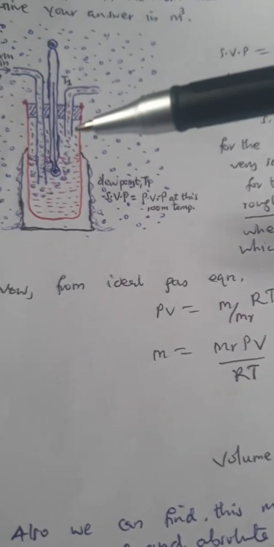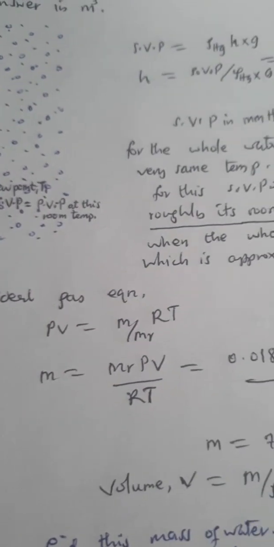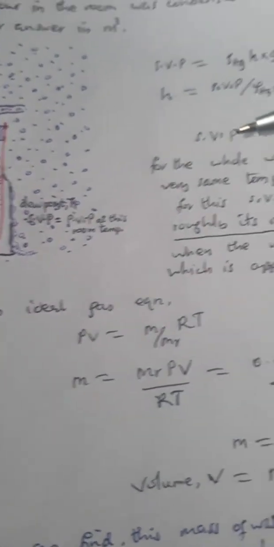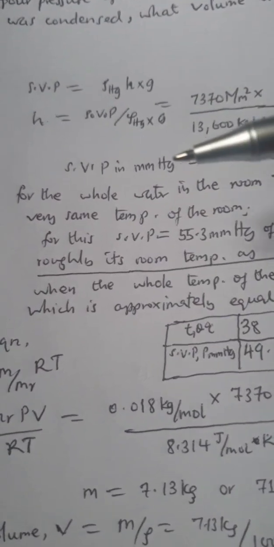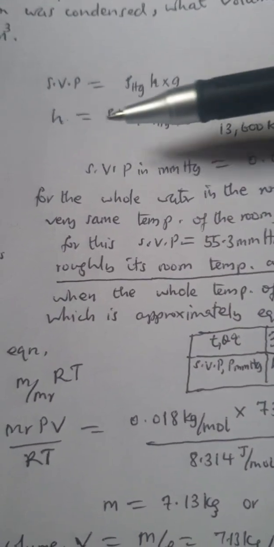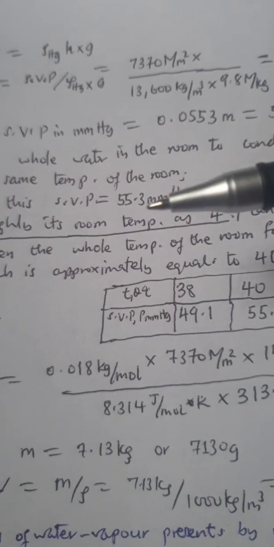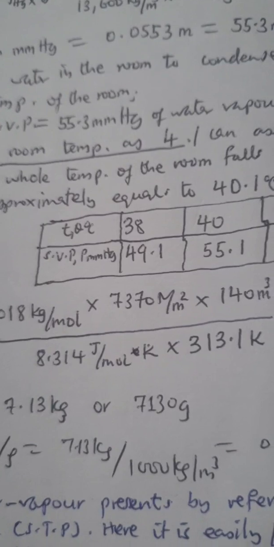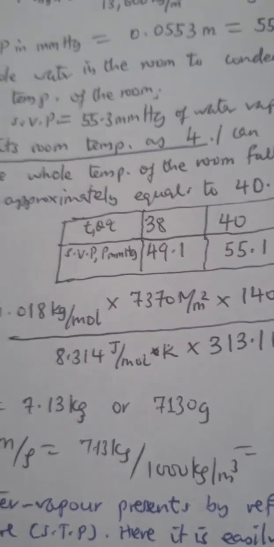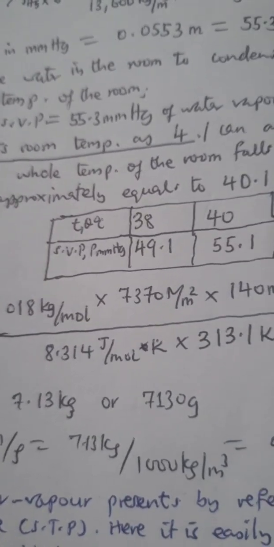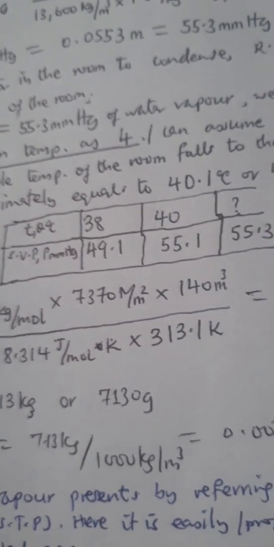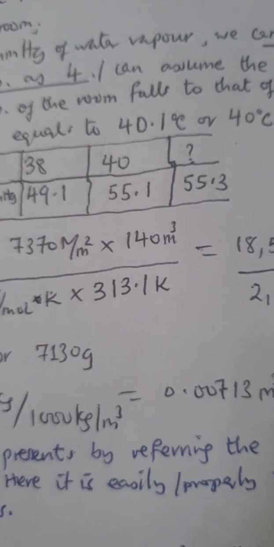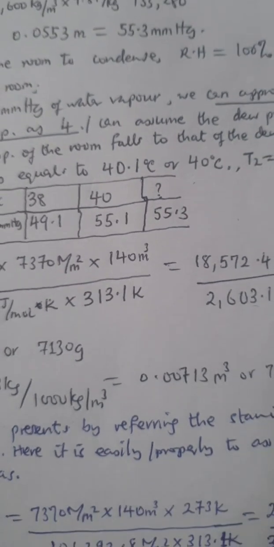Now, in order to find the room temperature, we must change this saturation vapor pressure from Pascal to millimeter of mercury by using this formula, and we get the millimeter of mercury, which is 55.3. Now, from the psychrometric table of temperature, saturation vapor pressure, and relative humidity, our 55.3 will be approximately 40.1 degrees Celsius.